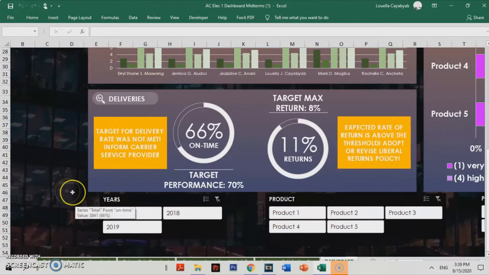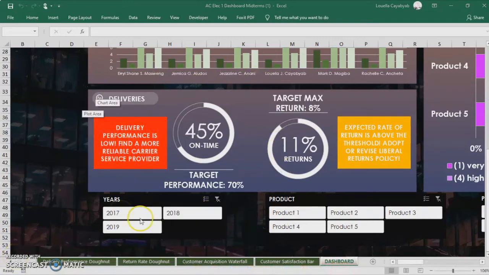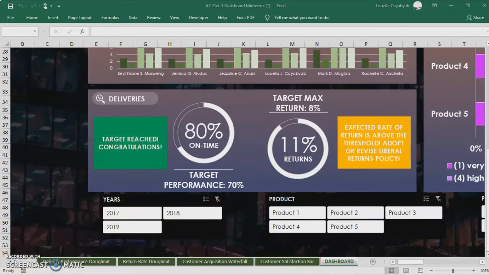Next part of the dashboard is deliveries. We compared delayed versus on-time deliveries to notify the user to contact the carrier whenever the rate of deliveries goes below the target on-time deliveries, preferably 70%. However, if the deliveries go below 50%, then the company should decide to replace the courier service or find a more reliable one.